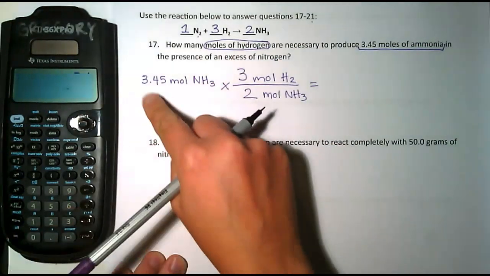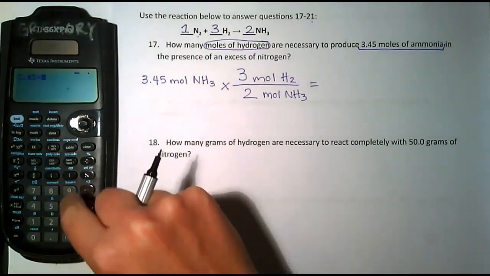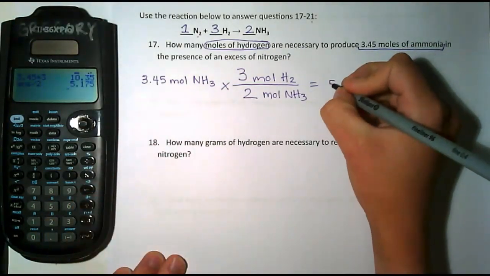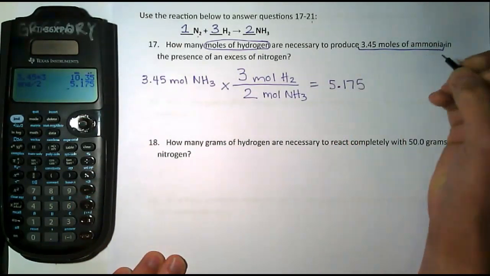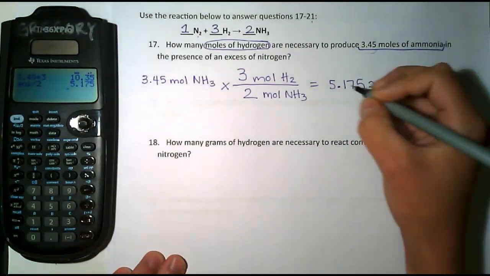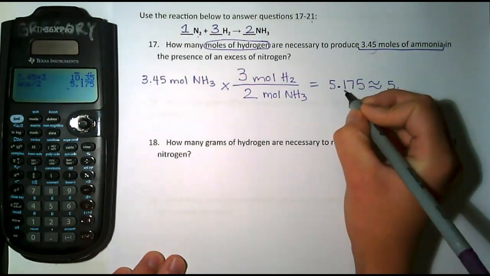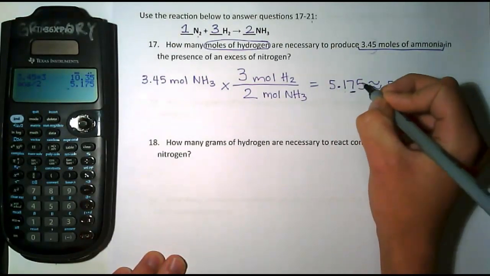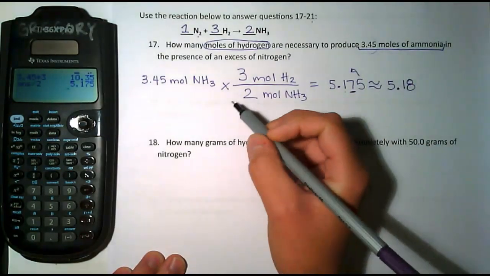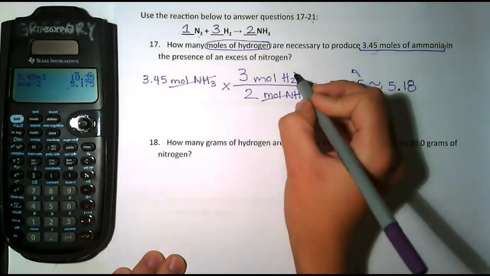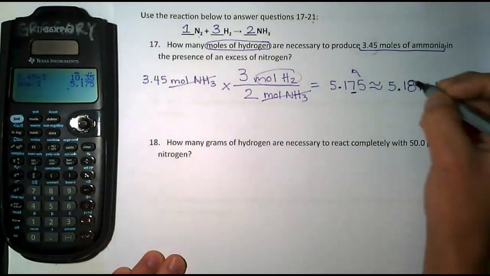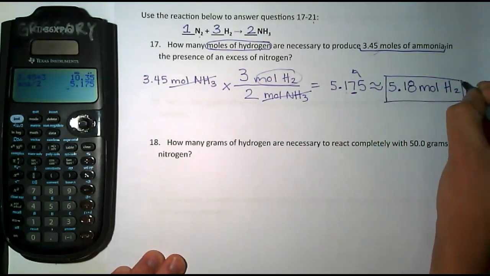So then let's just type this into our calculator, 3.45 times 3, and then divided by 2, which gives us 5.175. But in our problem, we only have 3 significant figures in our value, so we need to round this to 5.17. So this 5 is going to make the 7 round up to an 8, so 5.18. And then we need our units. So moles of NH3 cancels, so we're left with moles of H2, which matches what the problem says. So there's our final answer here.